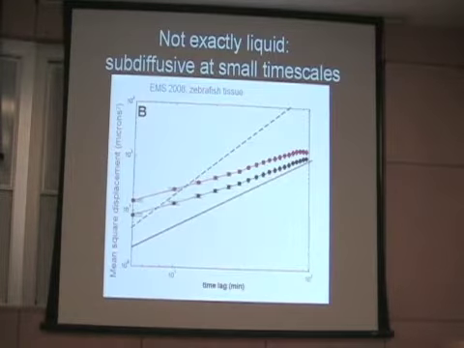Another point is that it's not exactly a liquid. This is a plot of the mean square displacement as a function of time window, and this is a slope 1 on a log-log plot. So you can see that at long time scales, it is diffusive, but at shorter time scales, it's subdiffusive. In general, this is sort of an indication of caging or glassy or frustrated motion at these shorter time windows.